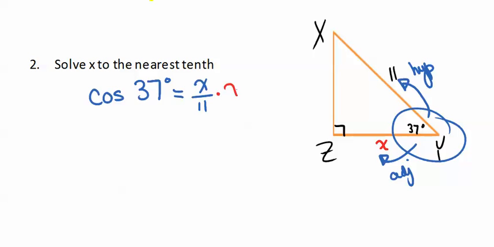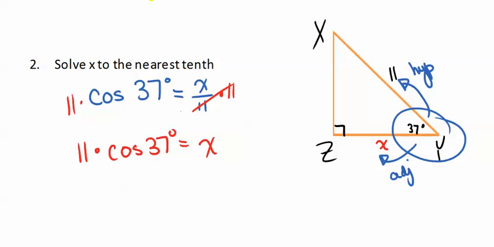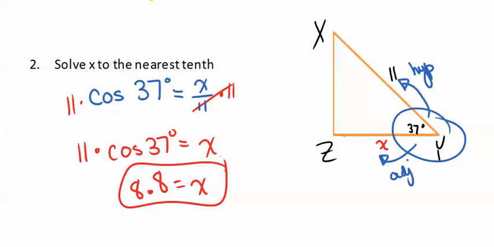You'll multiply both sides by 11 to cancel out the 11. And you'll get x equals 11 times cosine 37 degrees. If you put that in your calculator, you'll find that is 8.8 approximately.